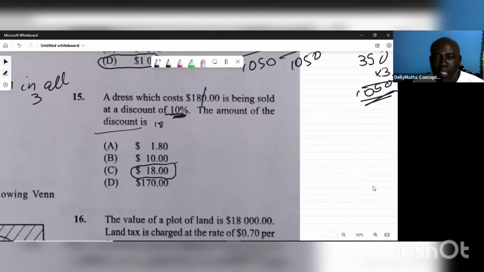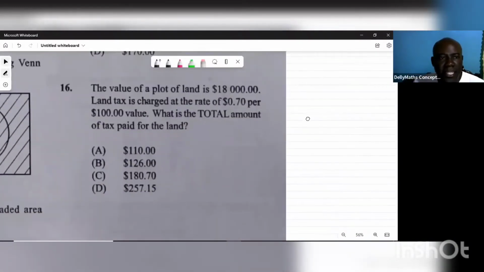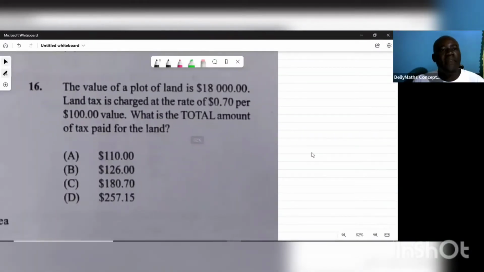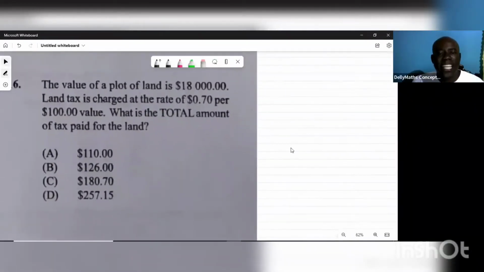All right. Next question, that's 16. Look at this. Question 16 says, the value of a plot of land is $18,000. Land tax is charged at a rate of 70 cents per 100 value. Key thing, 70 cents per 100. So that's a rate. What is the total amount of tax paid for the land? What is the amount of money? It's 18,000, but it's paid at a rate of 70 cents per 100.